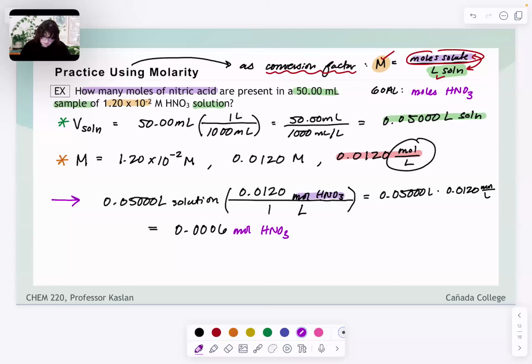So I need to express this so it has 3 sig figs, and I also want it to be in scientific notation. So 6.00 times 10, let's do our little movement here. 1, 2, 3, 4. That's what will put my decimal to the right of the 6. So that is times 10 to the -4 moles nitric acid. So we have met our goal. We've used molarity as a conversion factor to find moles from volume.